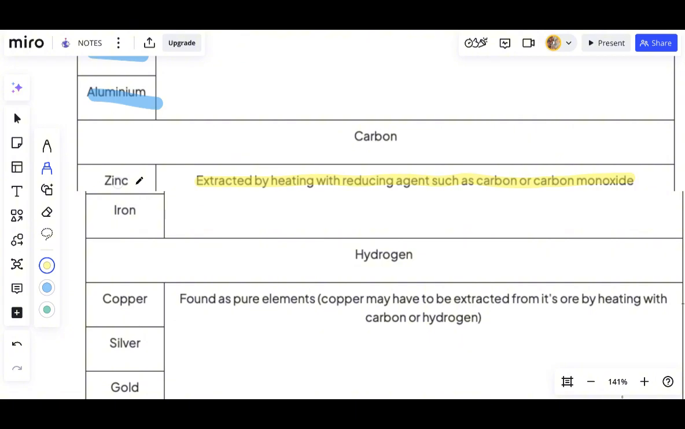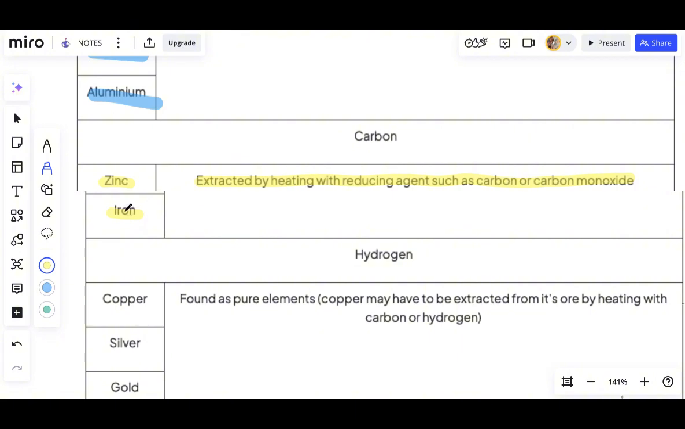Zinc is from zinc blende. This one is also very significant for IGCSE. Zinc is from zinc blende, that's zinc sulfide. While iron is from its ore called what? Hematite. Iron is obtained from its ore called hematite.